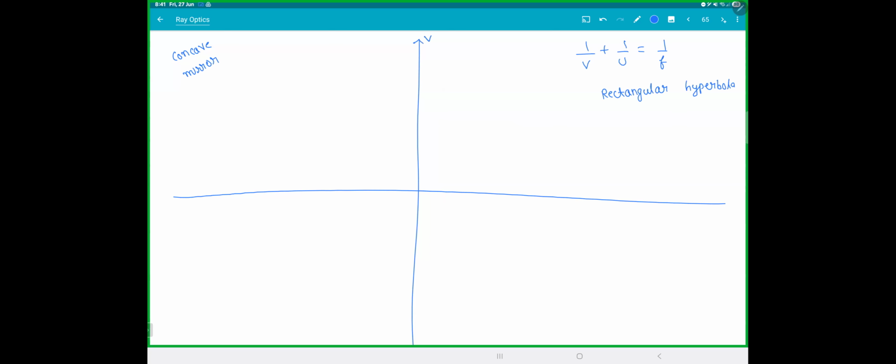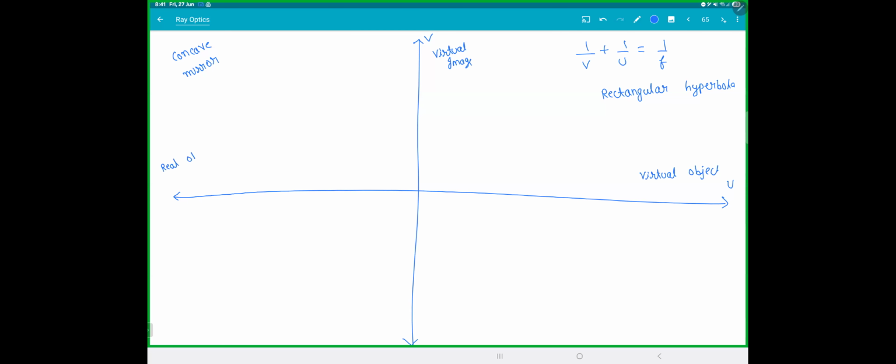Let's say this is V, this is U. If U is positive, it means it is a virtual object. So in a concave mirror, U is positive, meaning it's a virtual object. V is positive, meaning it's a virtual image. So you have to go by the sign convention. U is negative is a real object.